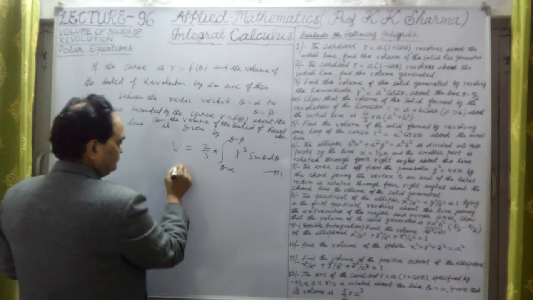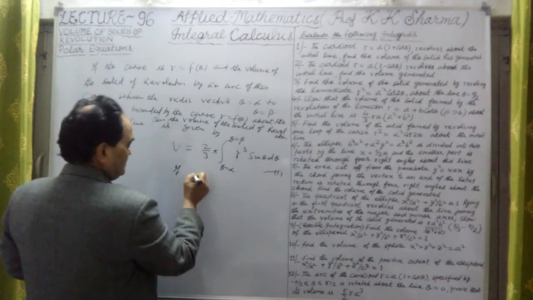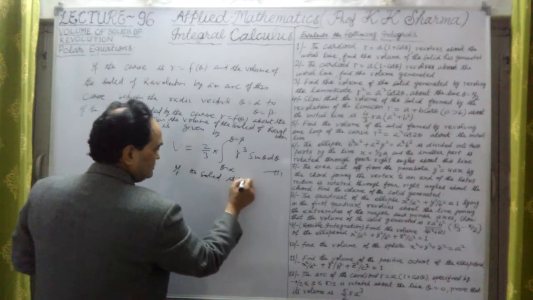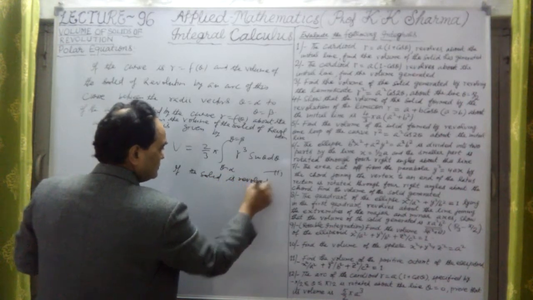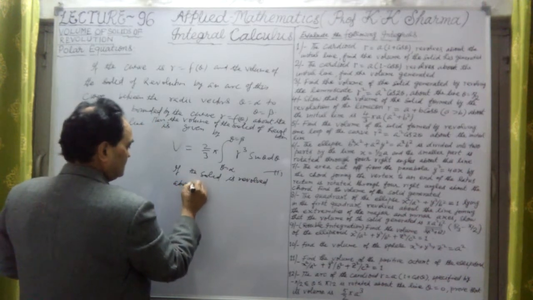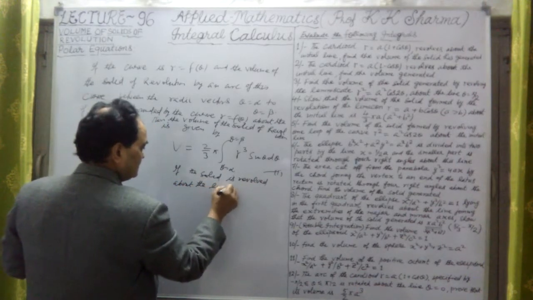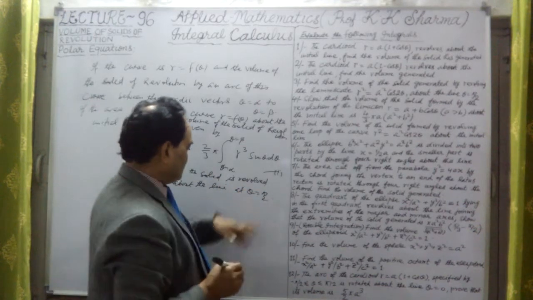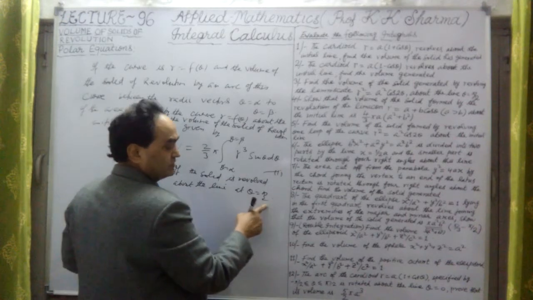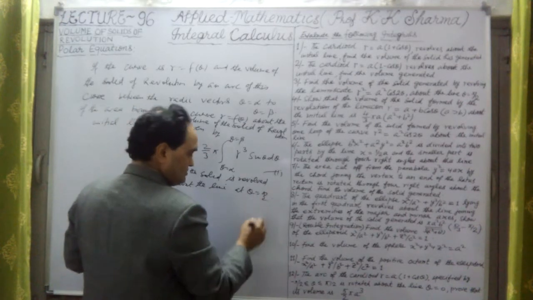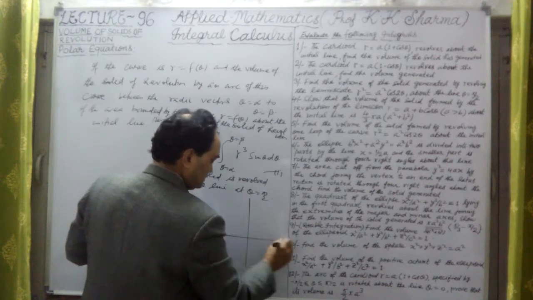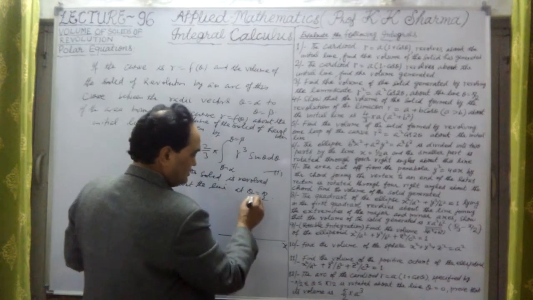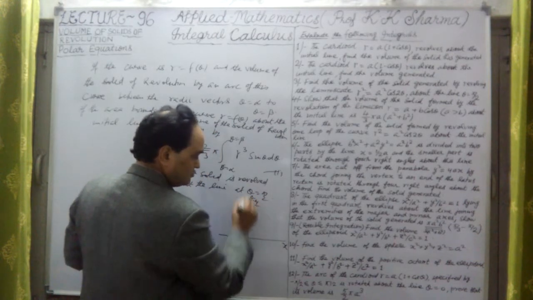This is the first formula. For the second formula, if the solid is revolved about the line theta equal to pi by 2, let me take the initial line here, OX is the initial line, and theta equal to pi by 2 is along this line.